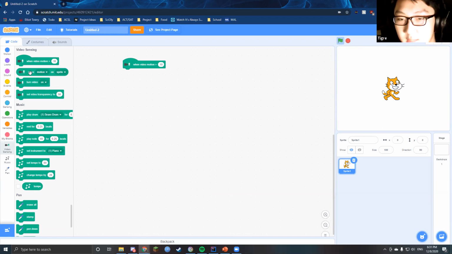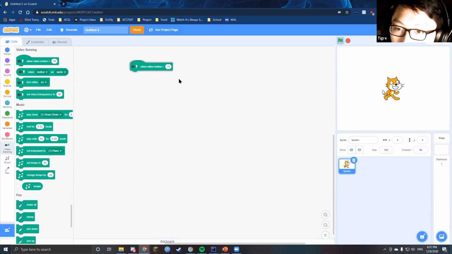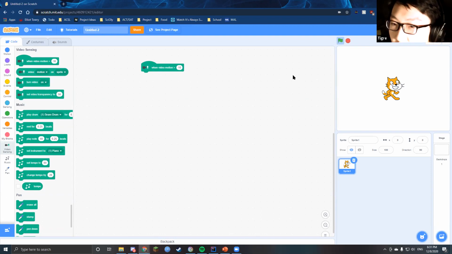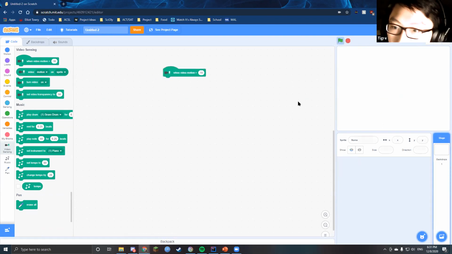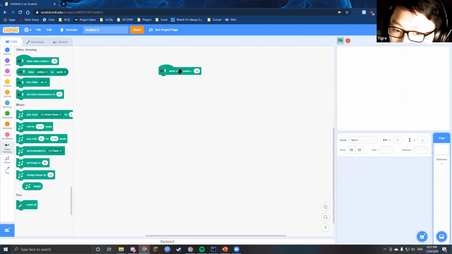And the four most important blocks for the video sensing extension are, first, the hat block, which allows you to activate a piece of code when a certain amount of motion is detected in the camera. I don't know why the camera's not showing up. It usually shows up on the right side of the screen where the cat is, but I guess we'll see. Oh, there it is. Backdrops, code. Yeah, it's the hat. Okay, never mind.